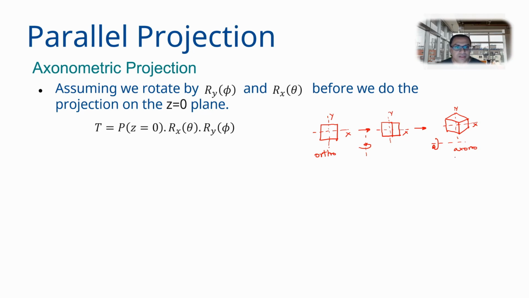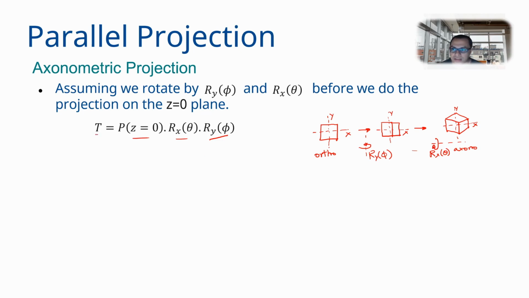Okay, so how did we go from here to there? We applied an Ry and we applied an Rx. Okay, this we did by theta and this we did by phi. So this is what we say. We are applying an Ry to the object first, then we are applying an Rx, a rotation about x, then we are doing a projection on the z is equal to 0 plane.